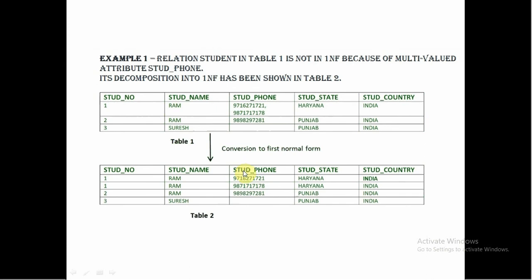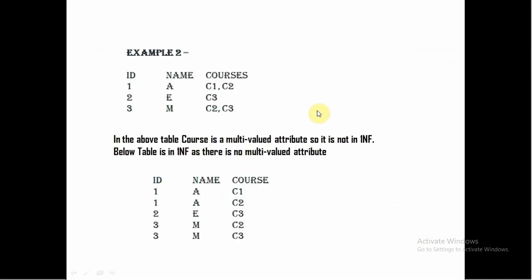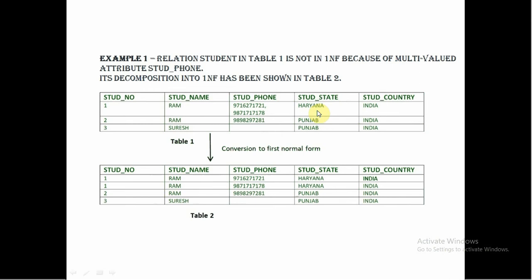After decomposition or conversion to first normal form, simply we write student number 1, Ram, phone number, student state and student country. And in another row also 1, Ram, another phone number, student state and student country. So this is first normal form. Here each attribute contains only atomic value.